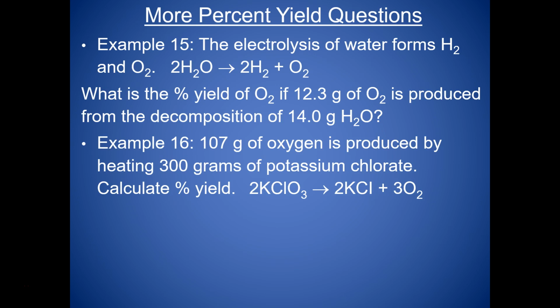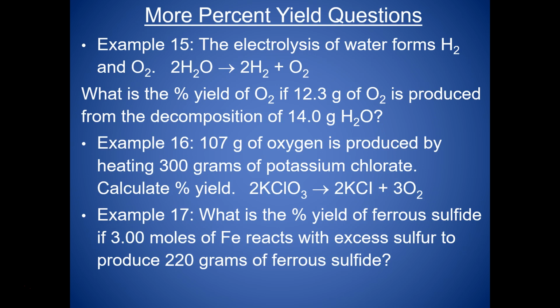Example 16, 107 grams of oxygen is produced by heating 300 grams of potassium chlorate. Calculate the percent yield. And example 17, what is the percent yield of ferrous sulfide if 3 moles of iron reacts with excess sulfur to produce 220 grams of ferrous sulfide? I want you to pause this video and come back after you have worked out and shown your work in your guided notes and solved these 3 problems. Come back when you're done.